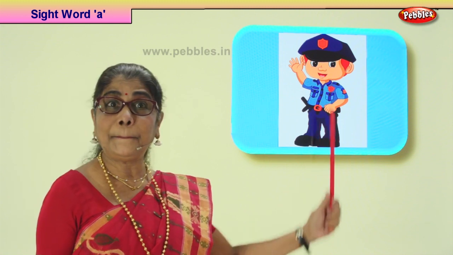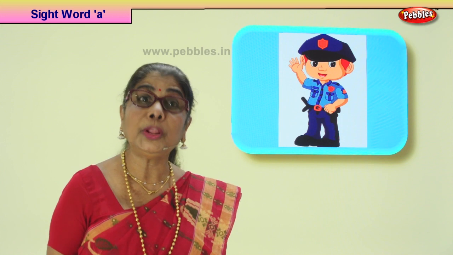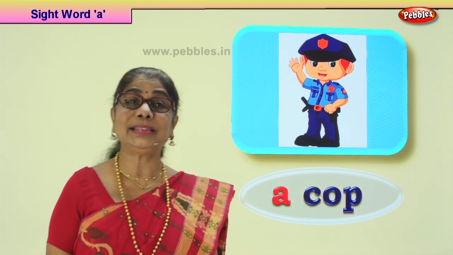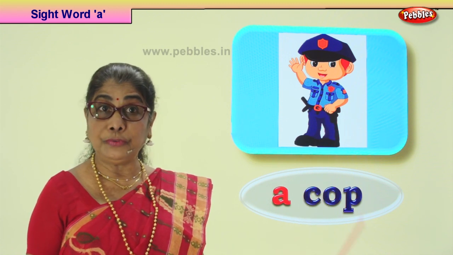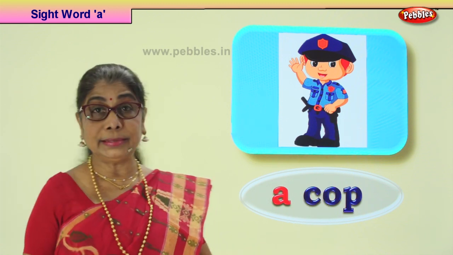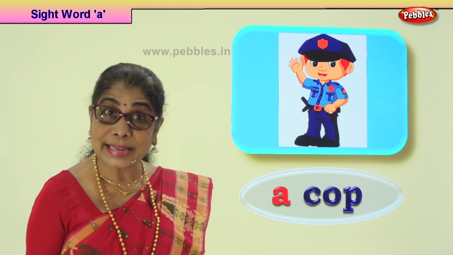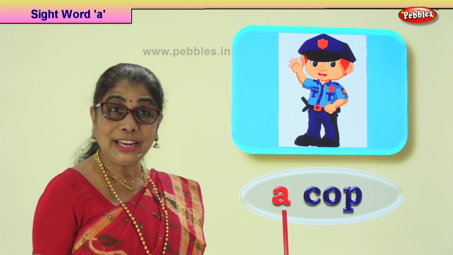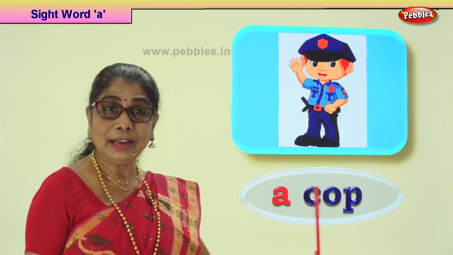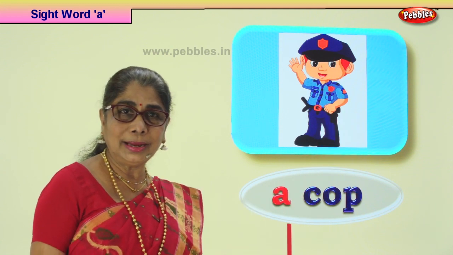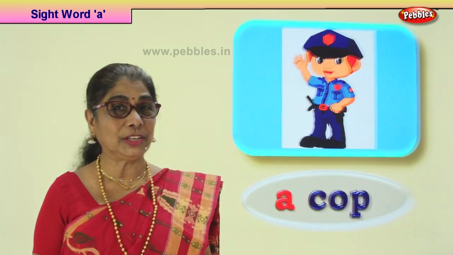So here you have a picture of a policeman. What do you call him? Cop. In some places they call a policeman a cop. Okay? And he is in full uniform. Alright? He is there, anywhere, helping us to keep ourselves safe. Look at our sight word, a, read, a cop. A cop. Good. Let's take our next picture.